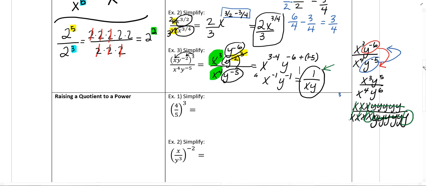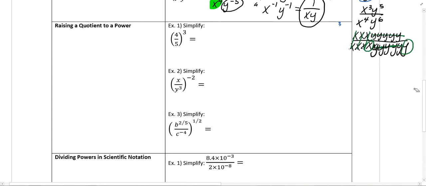Okay, let's talk about raising a quotient to a power. This is very similar to raising a product to a power, another rule that we had. This is if you have a quotient. Quotient means division. So let's say we have a over b being taken to the nth power. Then you're going to have a to the nth power divided by b to the nth power. So for our first example, we would have 4 cubed over 5 cubed.